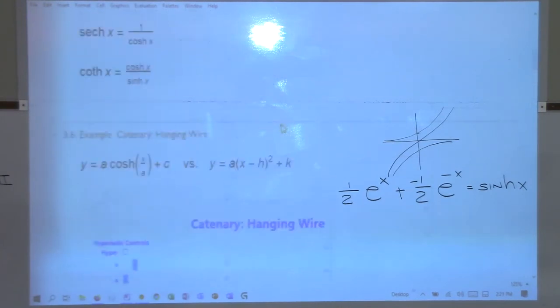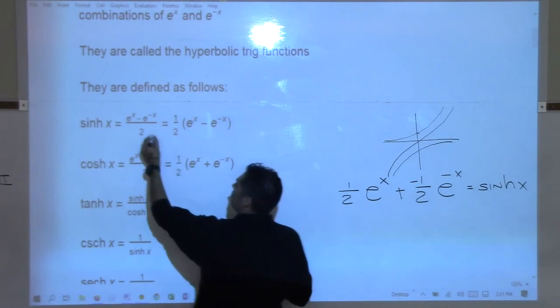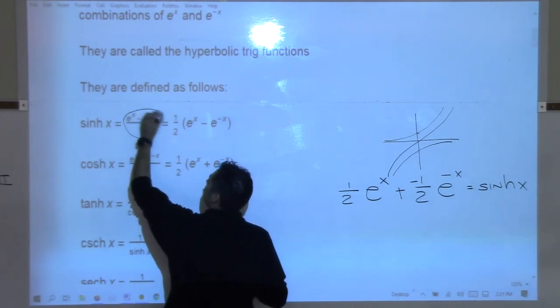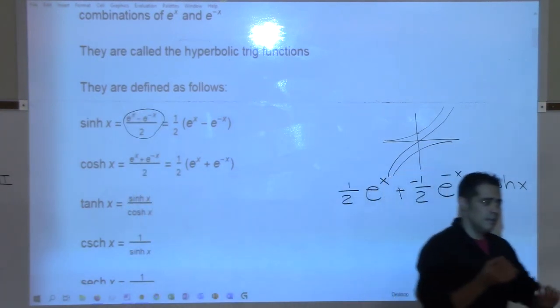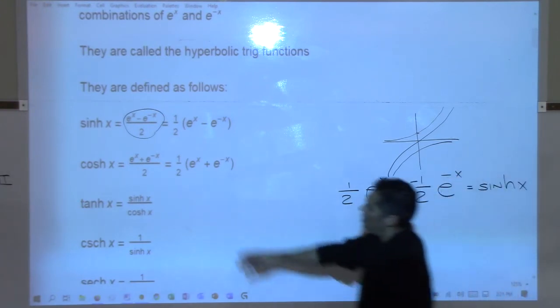Now, you might be asking yourself, where in the world did these come from? And it turns out that it's actually backwards. This expression right here turns up a lot in physics and engineering. Since we're seeing it so much, let's just define it to be a function. So it's kind of backwards from the way we normally do it. This thing just keeps on appearing, so we'll have a name for it. So we have the hyperbolic sine.